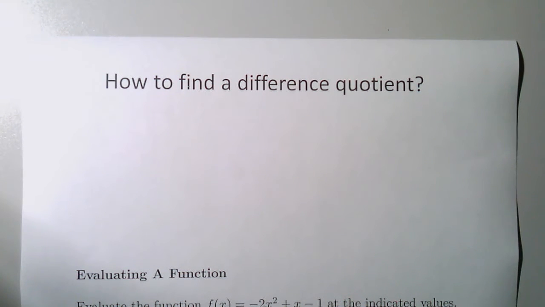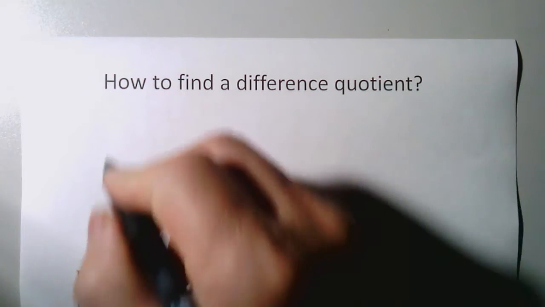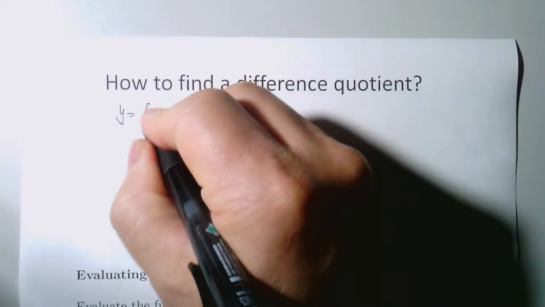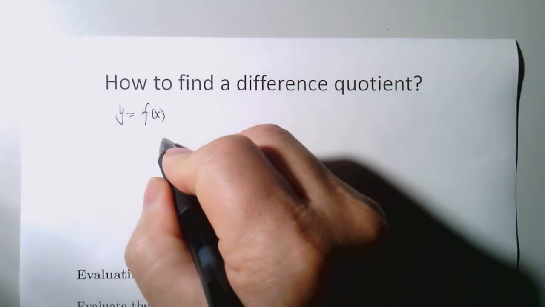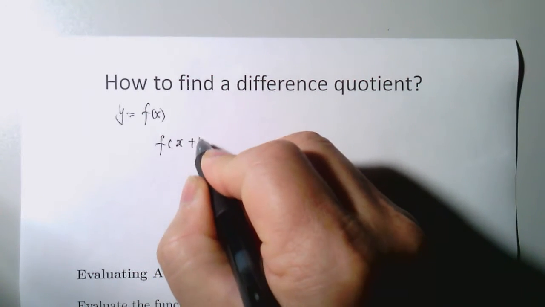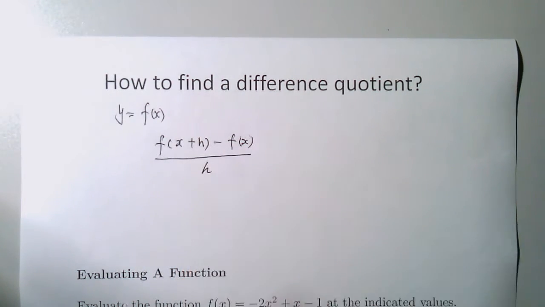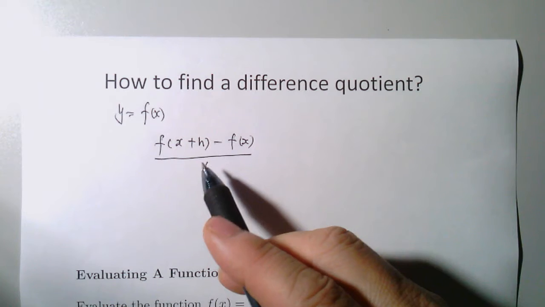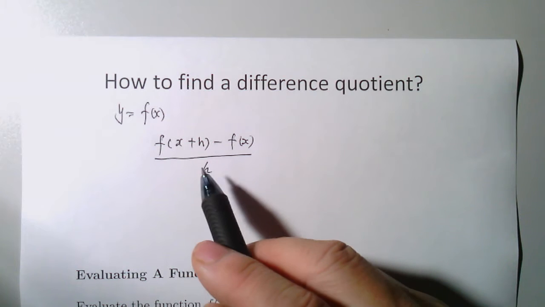In this video, we want to talk about how to find a difference quotient. So what is a difference quotient? A difference quotient is defined as this. If you have a function we call f(x), the difference quotient is defined as the following: f(x + h) minus f(x), divided by h. This difference quotient is a very useful expression, and we're going to use it in calculus.